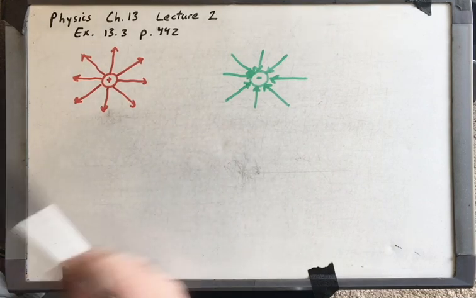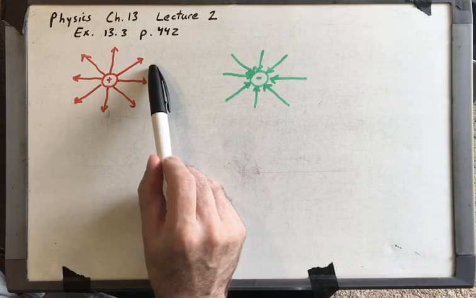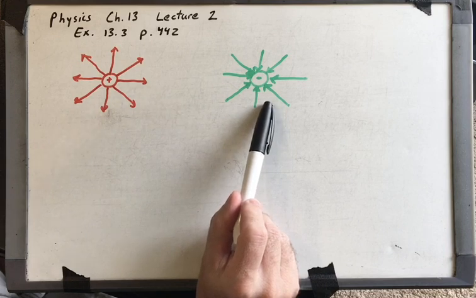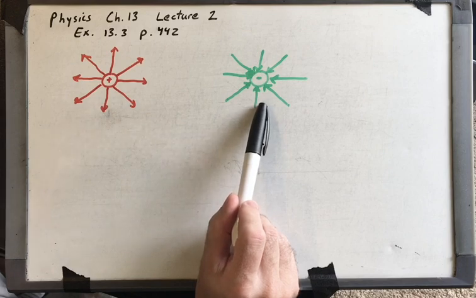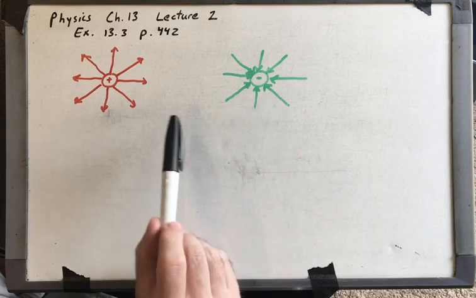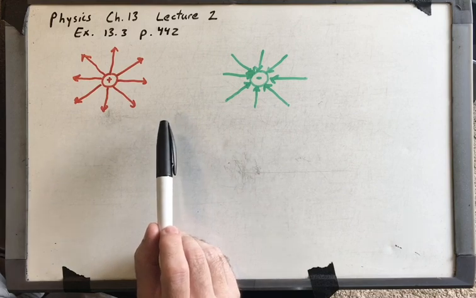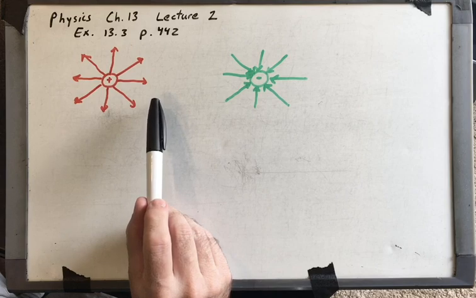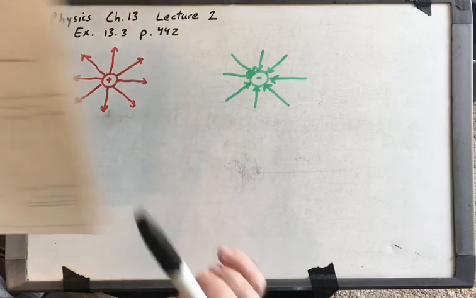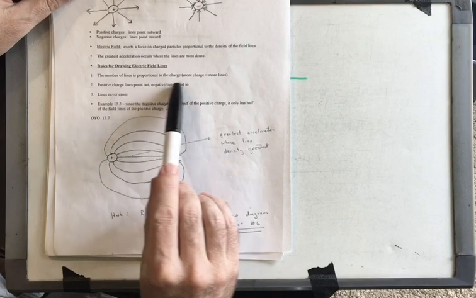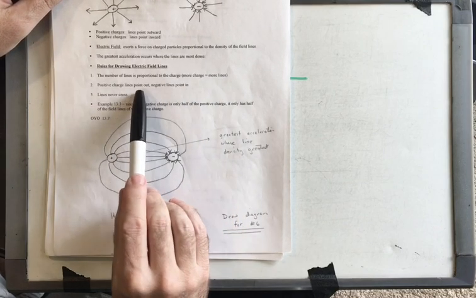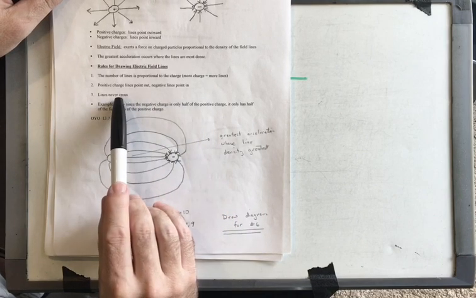So with positive charges, the lines point outward. I'm just going through the notes here. Negative charges, lines point inward. An electric field exerts a force on charged particles proportional to the density of the field lines, and the greatest acceleration occurs where the lines are the most dense. Okay, so when we do 13.7, I'll show you where the greatest acceleration would be. So there are 3 rules: number of lines is proportional to the charge, more charge equals more lines. Positive lines point out, negative lines point in, and lines never cross.